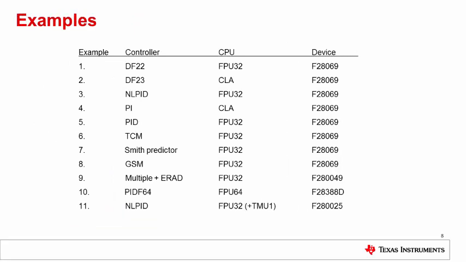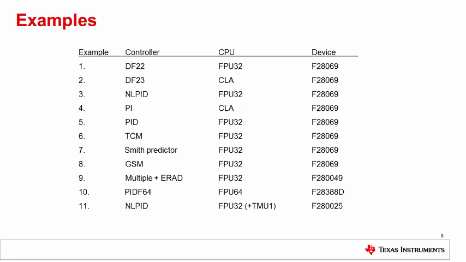Version 3.3 of the DCL contains 11 code examples which illustrate how to set up and use the controllers and their supporting functions. The examples are configured to run on the FPU32, FPU64, and CLA CPUs as shown in the table, and are an excellent starting point for new users. Examples 1 to 5 demonstrate some of the standard DCL controllers and compensators. Example 6 shows the use of a transient capture module, or TCM, to capture incoming data both before and after a transient edge. Example 7 shows how two compensators and a data logger can be combined to implement a control structure known as a Smith predictor.